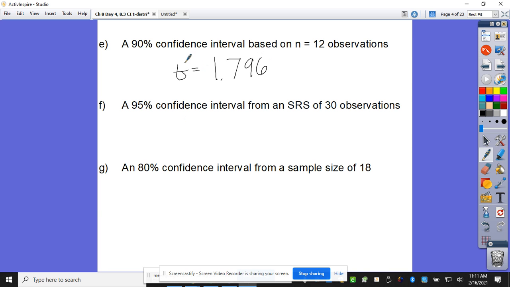F. And so these are confidence intervals, so I would be more likely to put a star there because it's left side or right side. F would be 2.045, and then G would be... Questions with any of those?